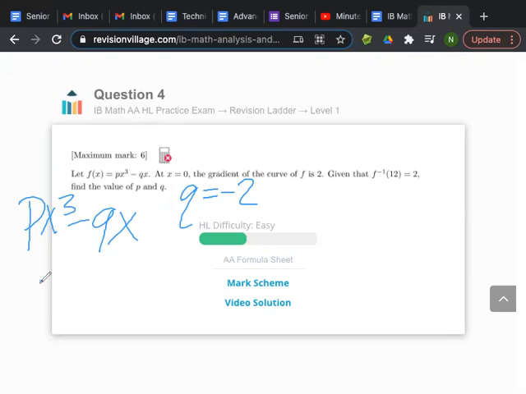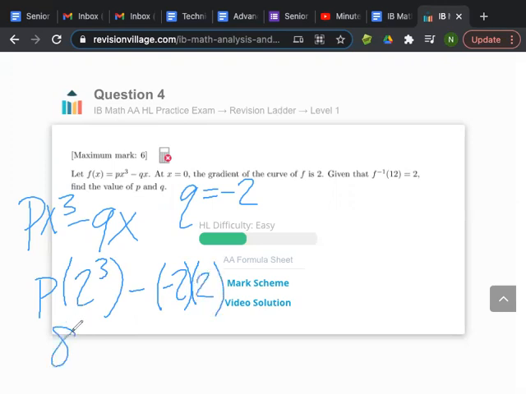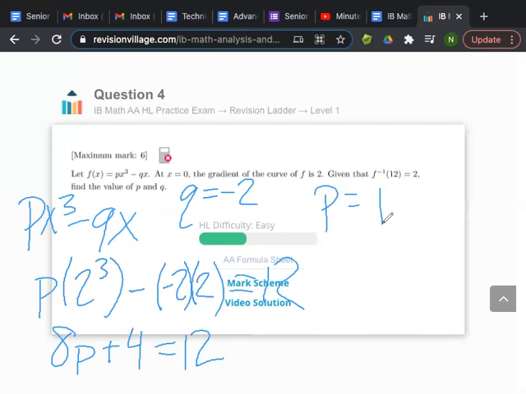Okay, so I have p times 2 cubed minus negative 2 times 2, there we go. 8p, and this is going to be equal to 12, sorry. So I have 8p plus 4 equals 12, so p equals 1. That wasn't that bad, right? That was kind of easy. That's what I'm saying. You can do it.